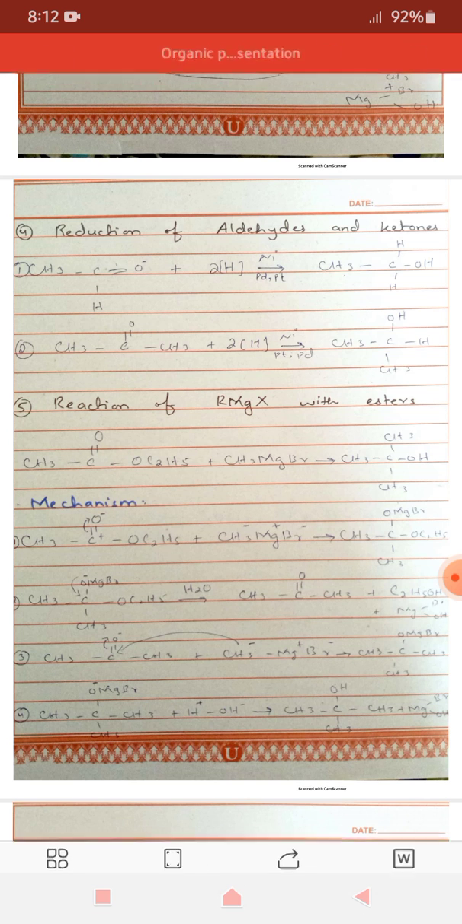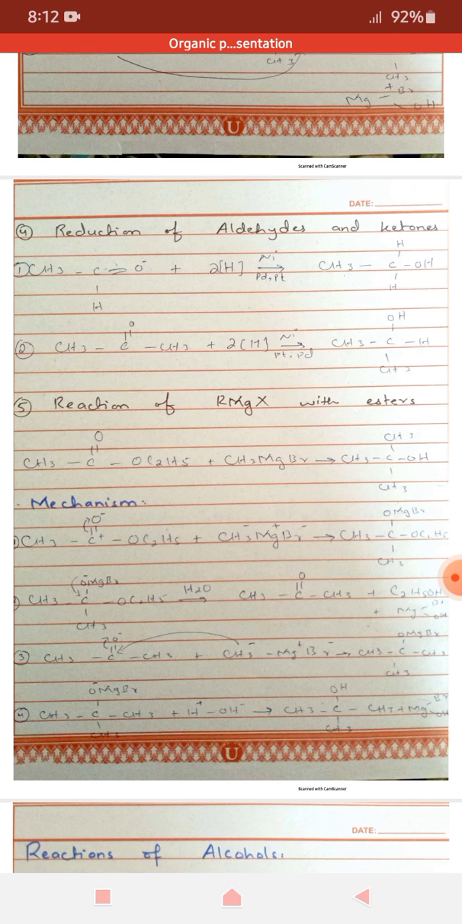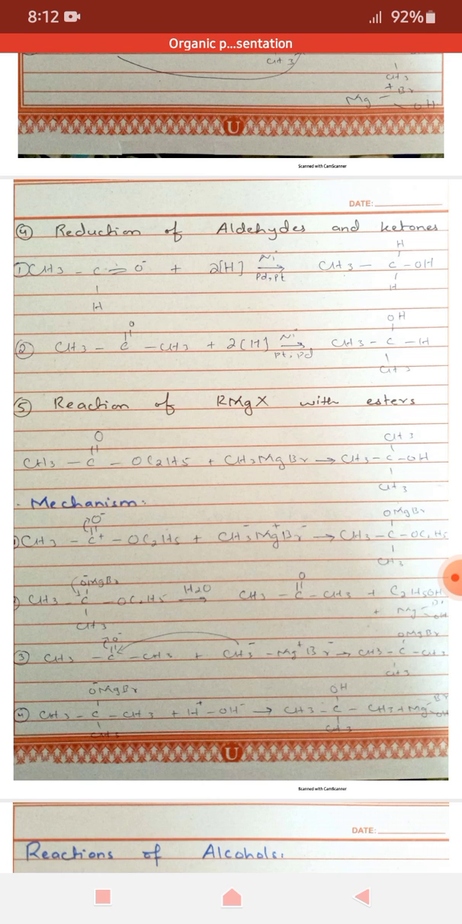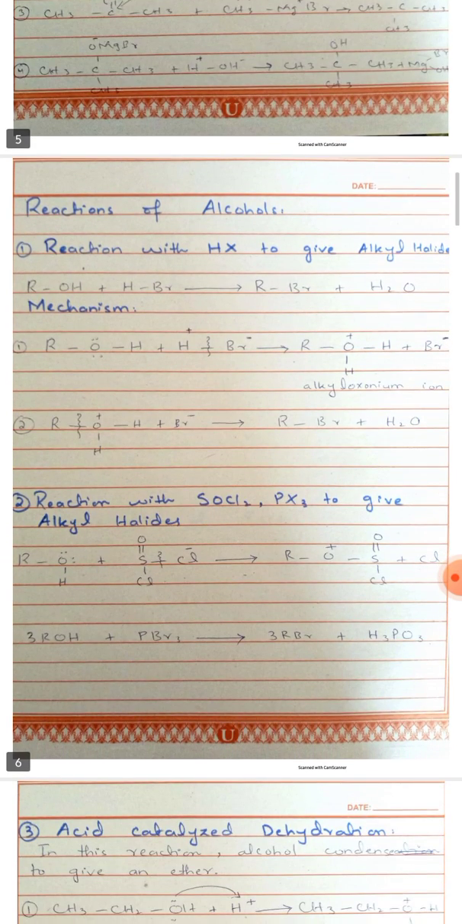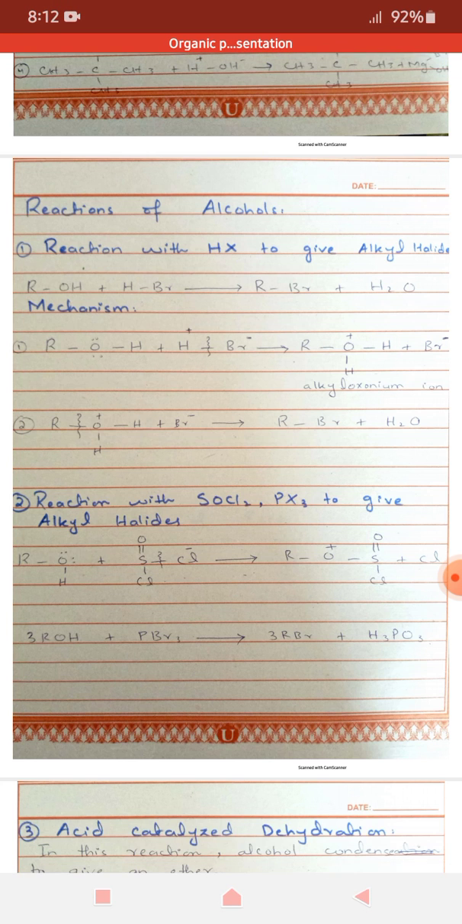Then the third step, again the ketone is attacked by the Grignard reagent, and then the product formed reacts with water to form alcohol and side products. This was all about the preparation methods of alcohols. Now coming towards the reactions of alcohols.